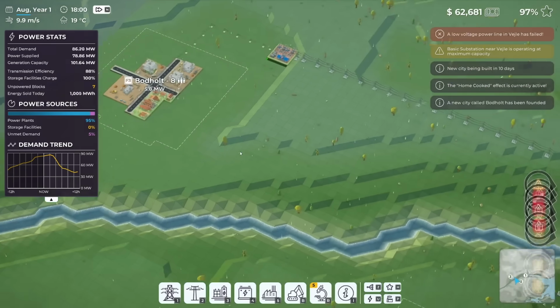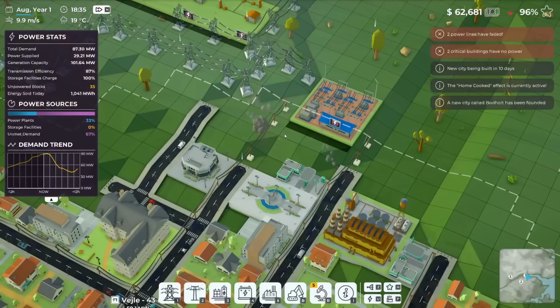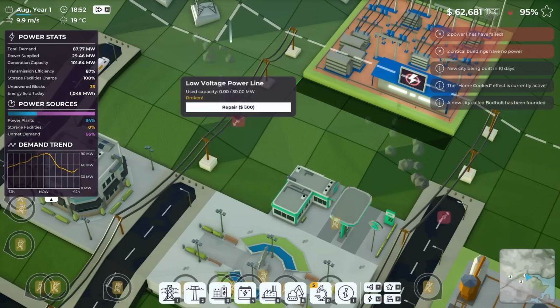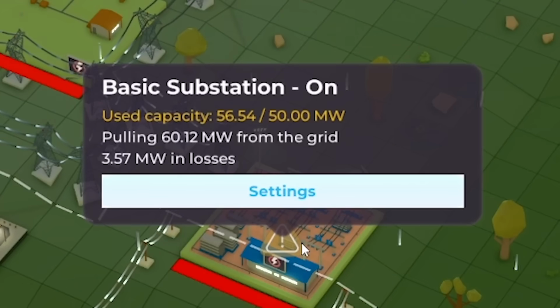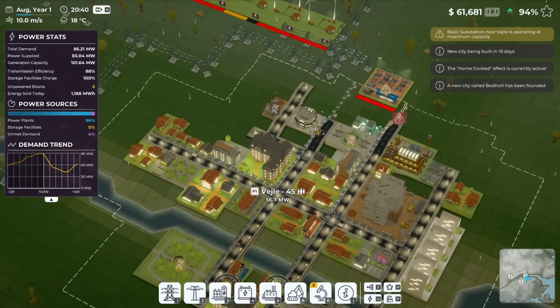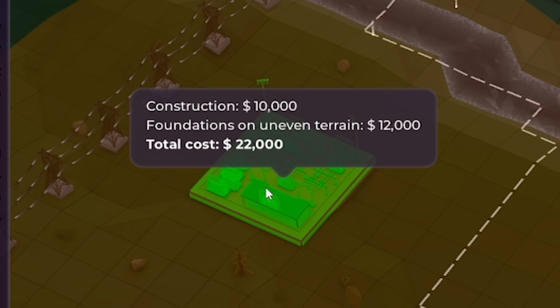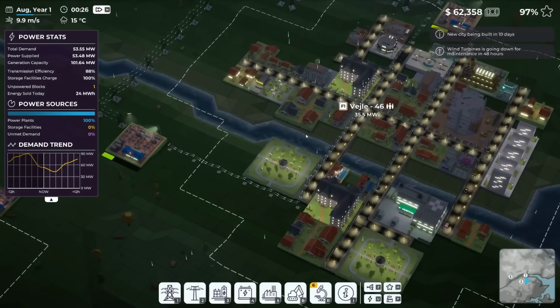And these guys are covered, although we have carnage up here. Oh no, what has happened? Oh god. There's explosions. Repair. So basically this substation is receiving too much power. I think we need another substation. So as we've got the money, I think we'll do that down here. We'll connect in there. Then I think we fixed that.